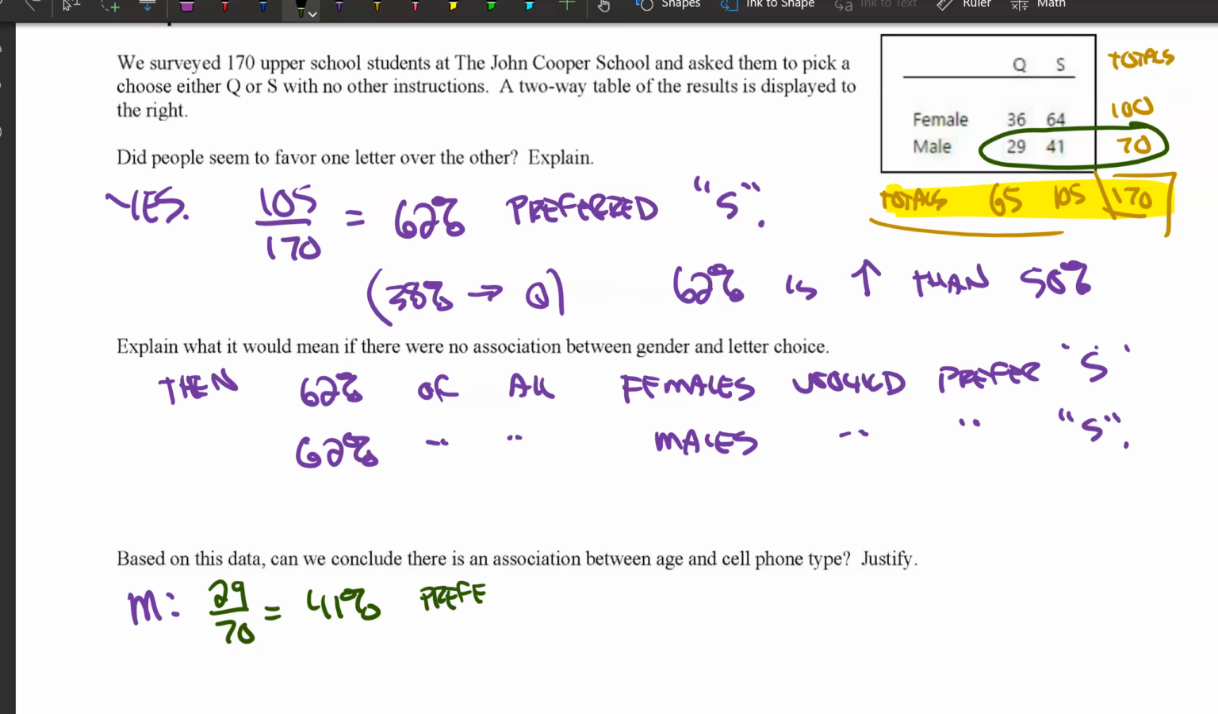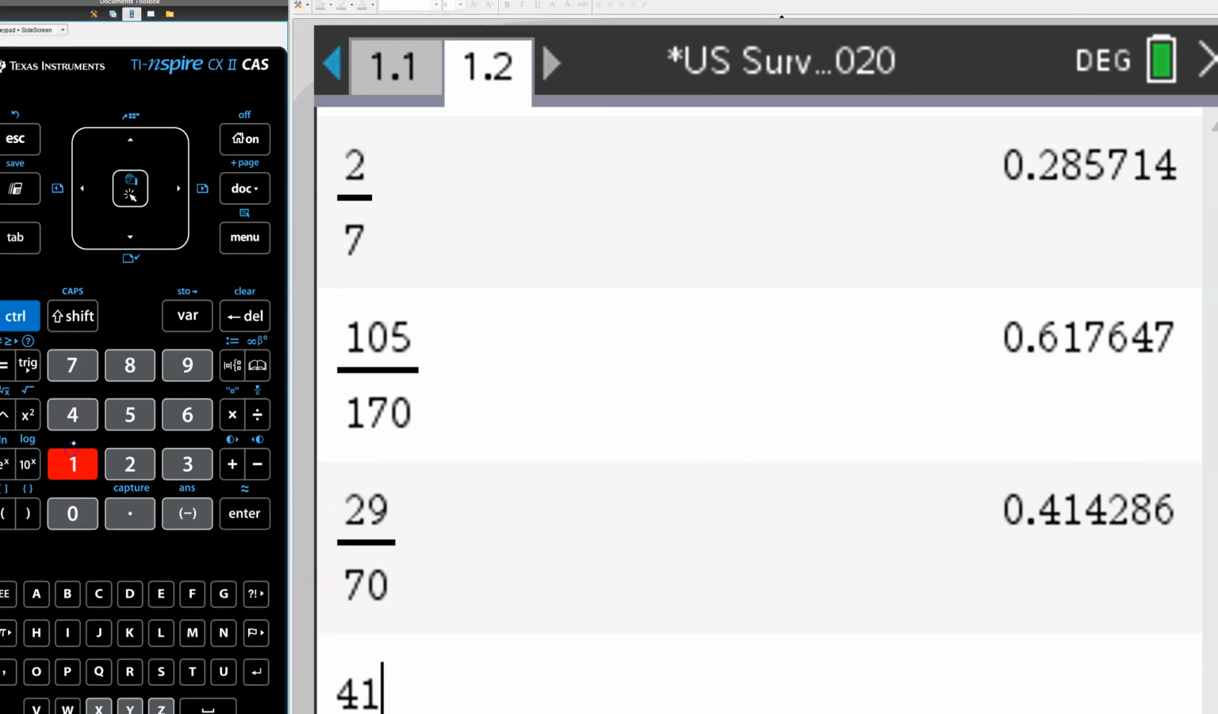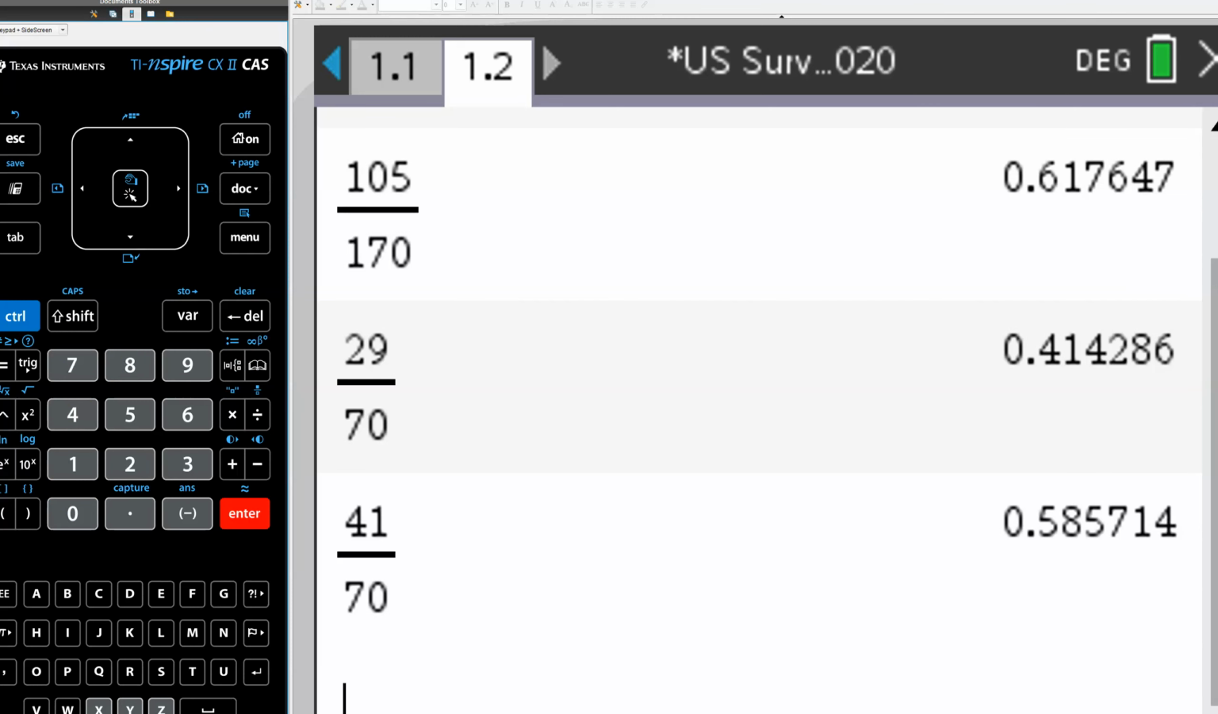I did 29 out of 70. That's preferring Q. Let's go to S. That's 41. Sorry. I think that's going to be 59%, but 59%.